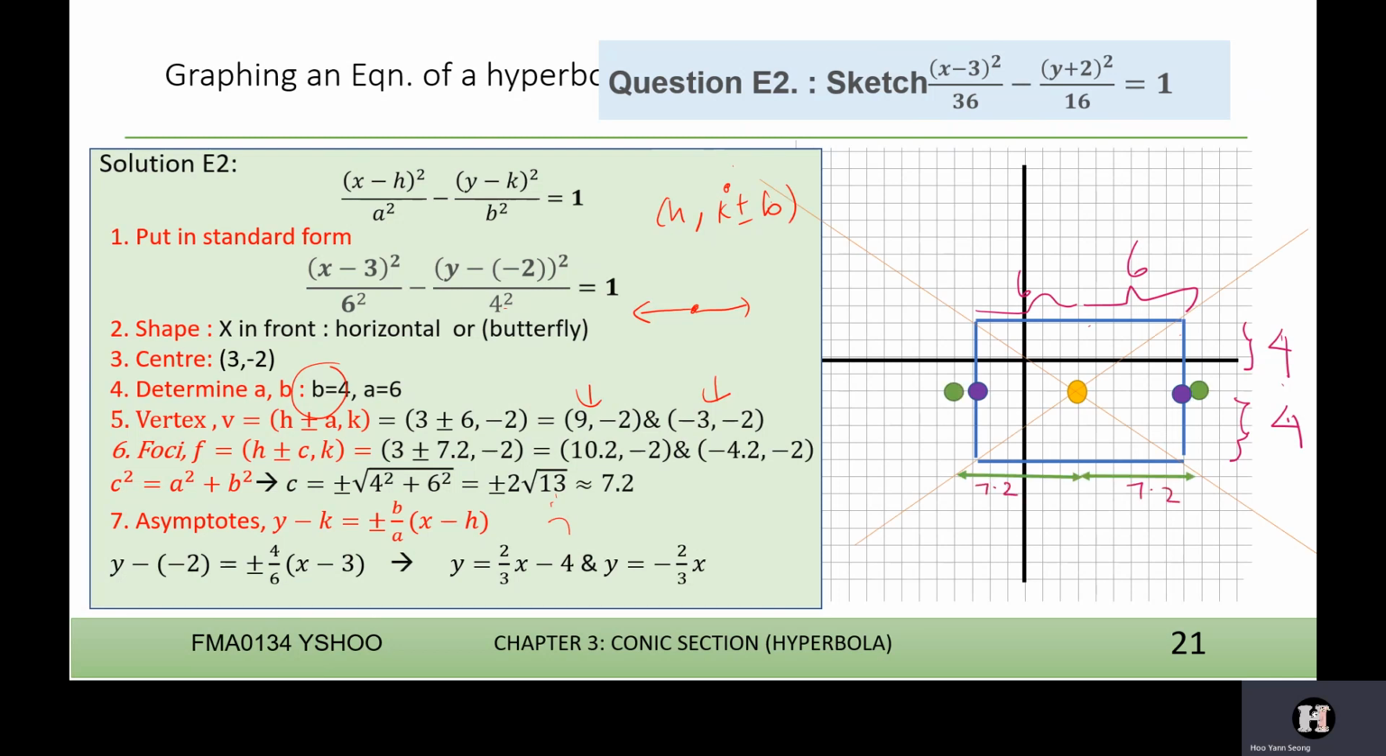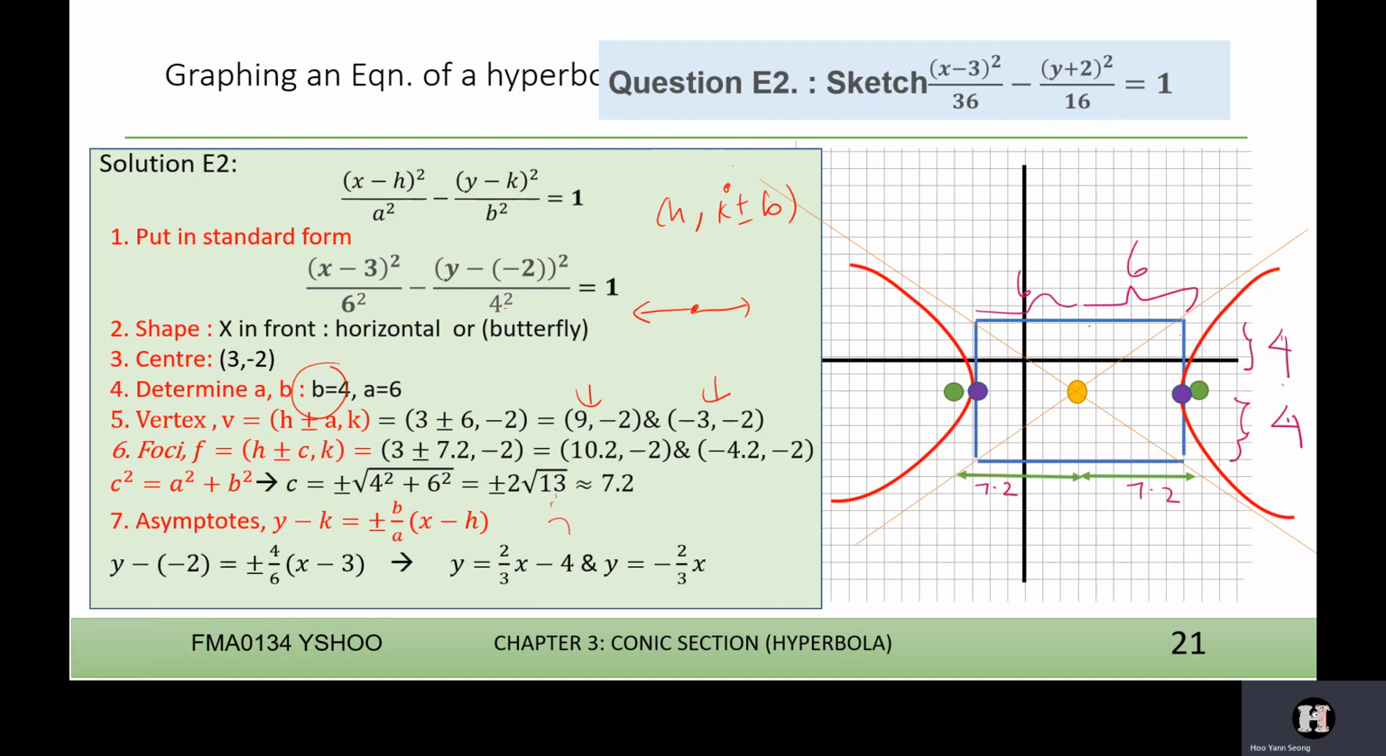Then after that you can calculate your foci. Because of 52 or 13, we don't know what it is, you can use the approximate value, which is about 7.2, so it's just a bit longer than the 6. Then after that you sketch the curve. Remember one thing, the curve is for the vertex, the curve is not for the foci. And then after that, as usual, calculate your asymptote.